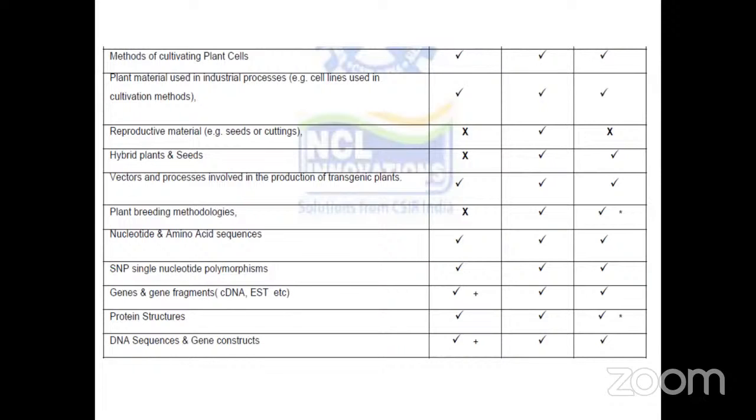New breeding technologies will not be patented in India, but they can be patented in Europe. Nucleotide and amino acid sequences, gene sequences, can be patentable in all three countries: India, European states, and the United States. Protein structure is also patented in all three countries. Genes and gene fragments, DNA sequences and gene constructs, which involve human intervention, can be patented in all three countries.